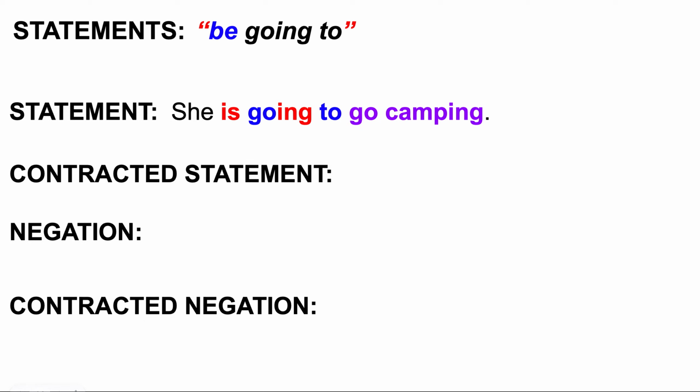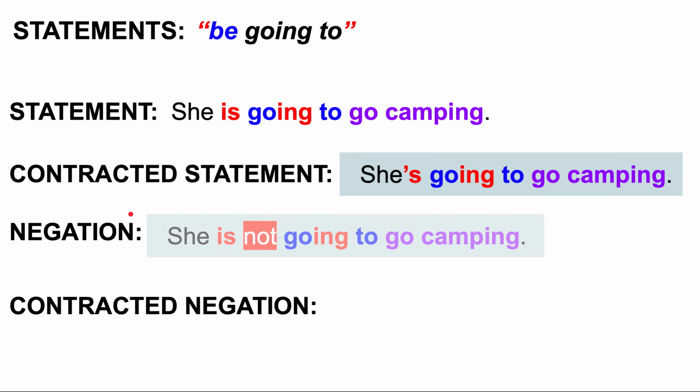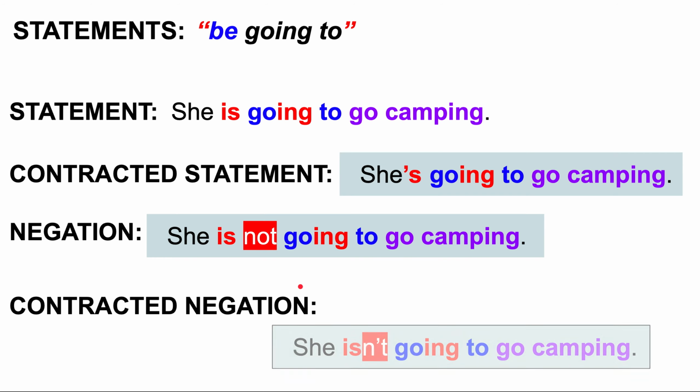Let's look at another example. She is going to go camping. Contracted statement. She's going to go camping. Negation. She is not going to go camping. Contracted negation. She isn't going to go camping.